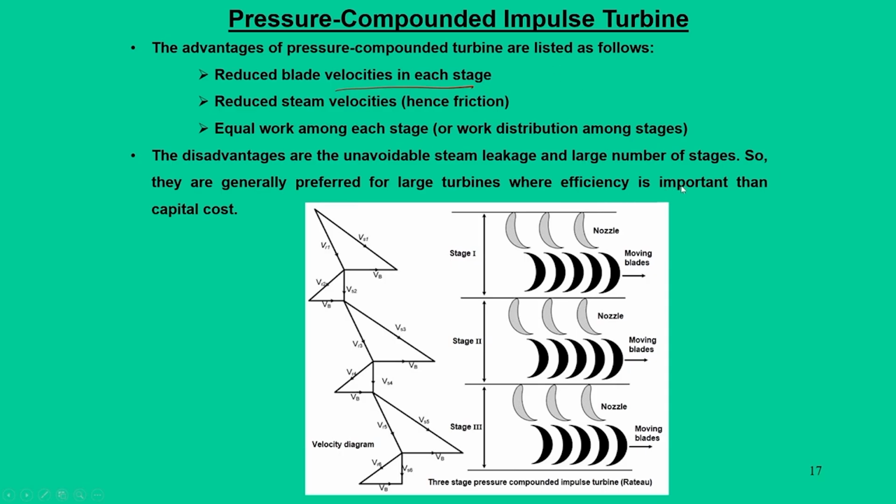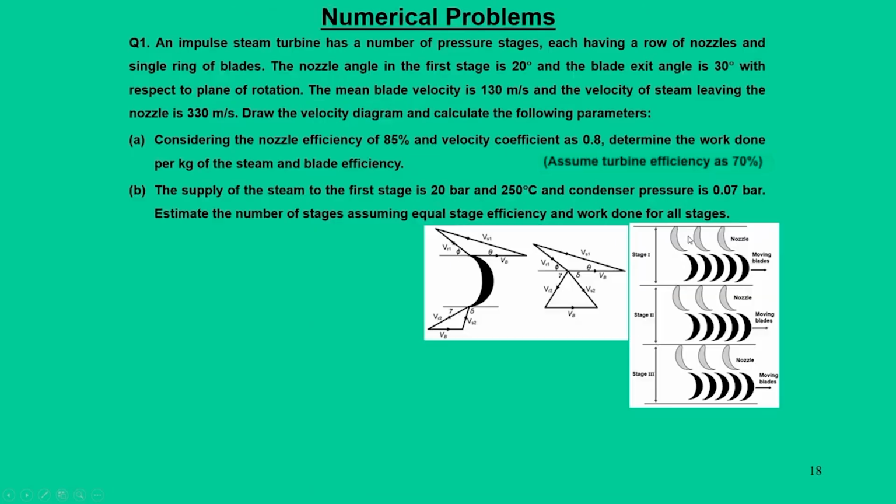So, if efficiency is more important than capital cost, then probably this particular idea of pressure compounding is a better approach. So, this concludes the theory of compounding under the impulse principle for steam turbines. Now, we will try to solve similar numerical problems based on our discussion today.